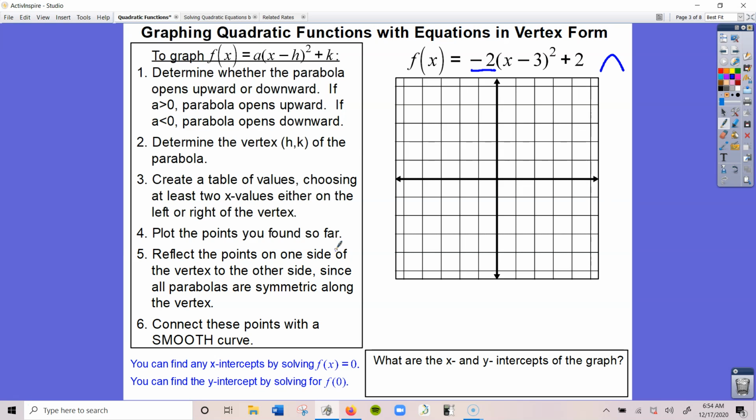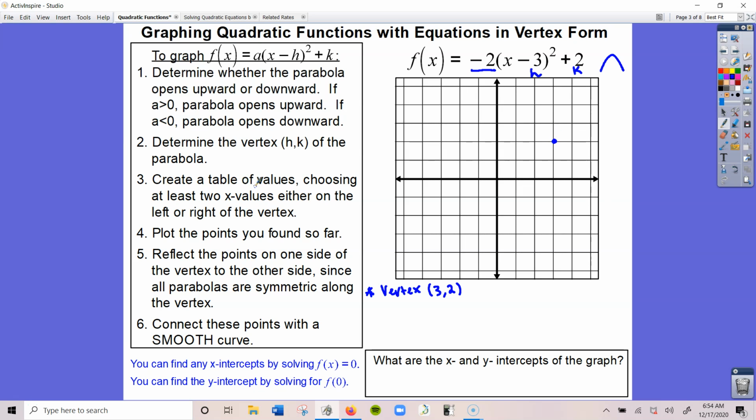Now we're going to determine the vertex, and the vertex is always this value and this value. This is my h and this is my k. Keeping in mind that the vertex form for a quadratic is x minus h, whatever number is in here for the vertex, we would switch the sign. So my vertex is located at positive 3, 2. So I can already go on my graph and plot that point.